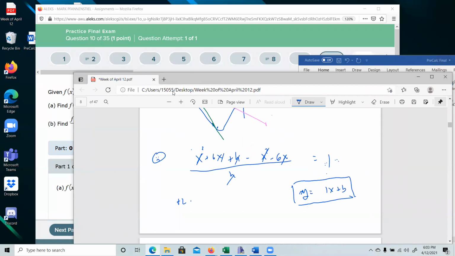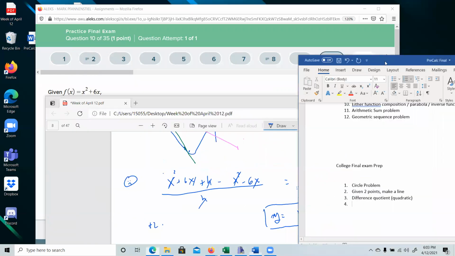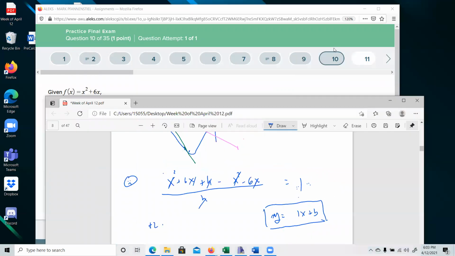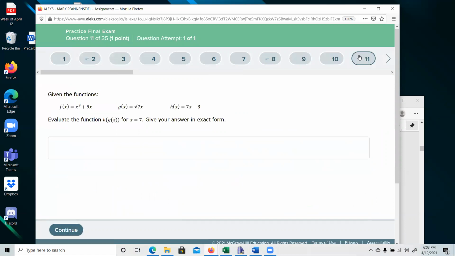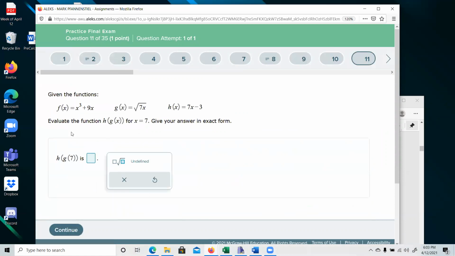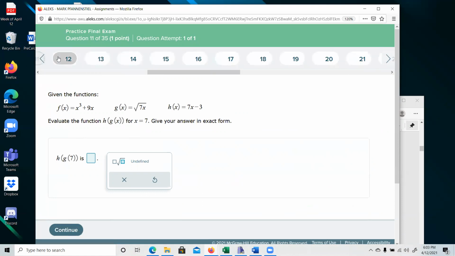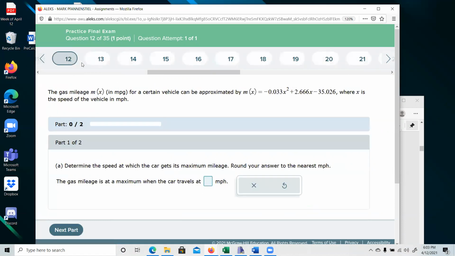Let's see here. Where are we? We're at number 10 already, aren't we? Wow. Thanks, Chief. Given functions, evaluate. These are rough. Okay, hold on. Let's see what else we have. If they gave us any other ones to do with that. Nope.